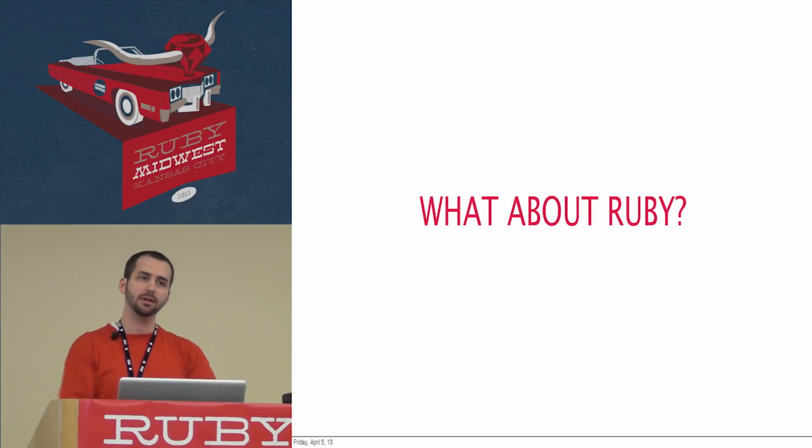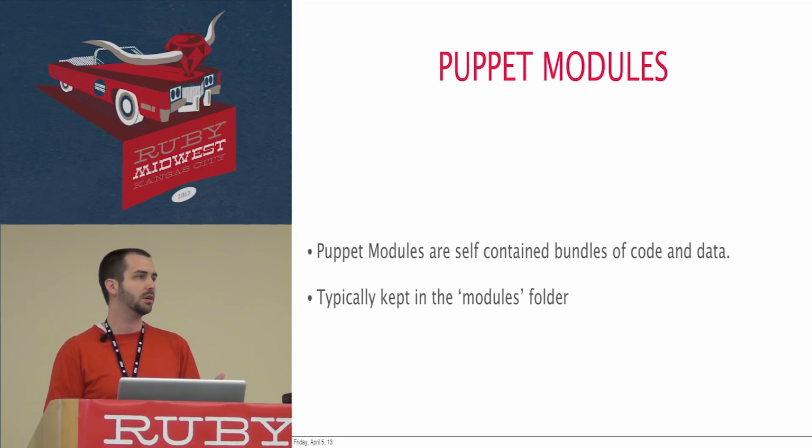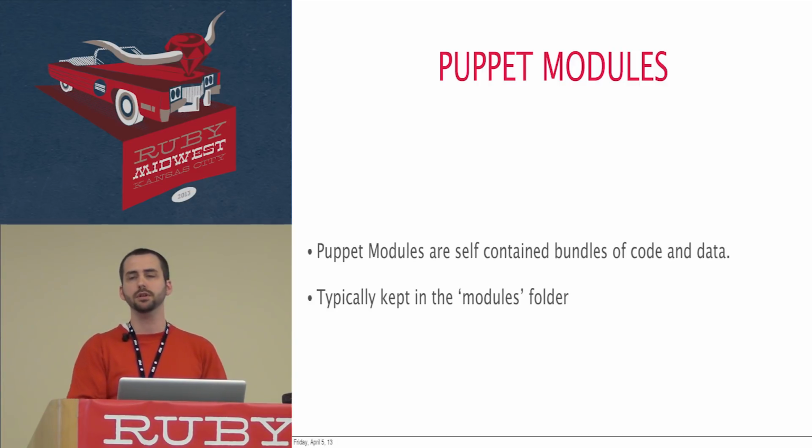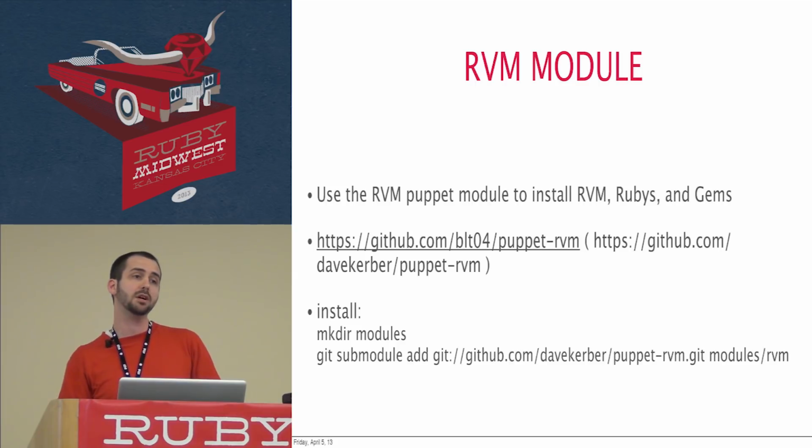Okay, so we got that stuff, but how do we get Ruby on here? We're going to talk about some modules that are available. So modules are just groups of Puppet code, reusable chunks of it. Typically you keep those in the modules folder in your setup. We're going to talk specifically about the RVM module, which installs RVM for you, and then you can use Puppet to install any Rubies or gems or anything like that you want. It was written by a great guy in Texas. He's done a phenomenal job on this thing. It's pretty amazing. So that first URL is his project on GitHub.